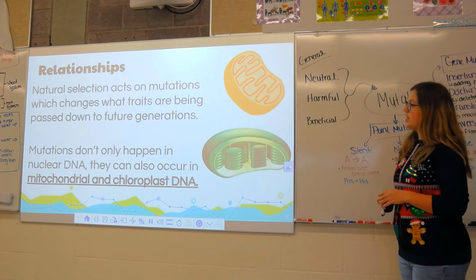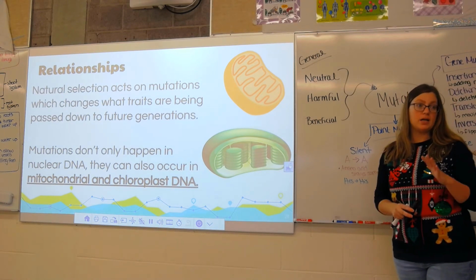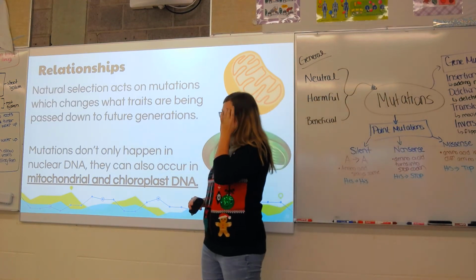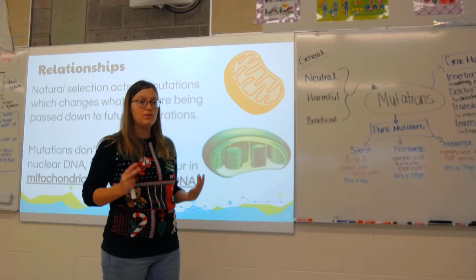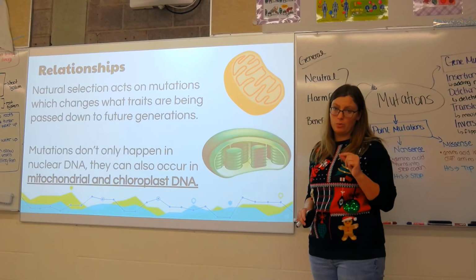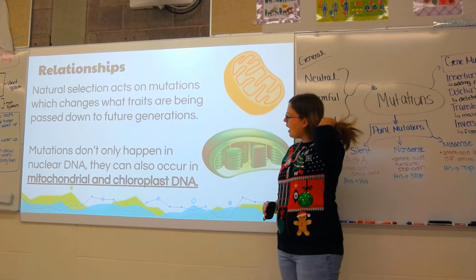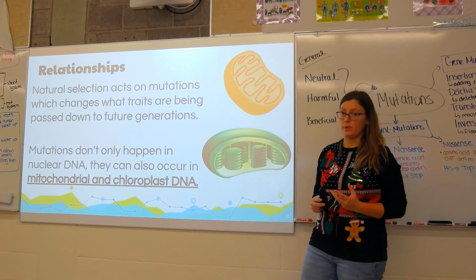So natural selection again is going to act on mutations. This is going to change the traits that are being passed down to future generations. And we also need to understand that mutations don't just happen in our nuclear DNA, the DNA that's found in the nucleus, but chloroplasts and mitochondria also have their own DNA, and it's very specific to them. And mutations can also happen within these specific structures as well.